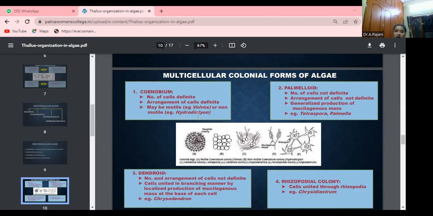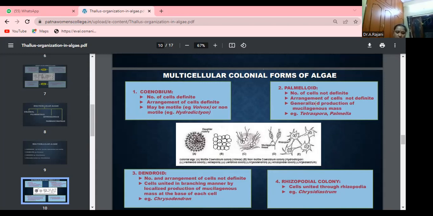I'll explain now with examples. This first one is Volvox, where my arrow mark is. In Volvox, on the outer side, you can observe flagella are present. Second example, Hydrodictyon, just like benzene shape. The structure of the algae is like all benzenes together. Here, are flagella present? No, flagella is absent. That's the non-motile form. This is a coenobium example.